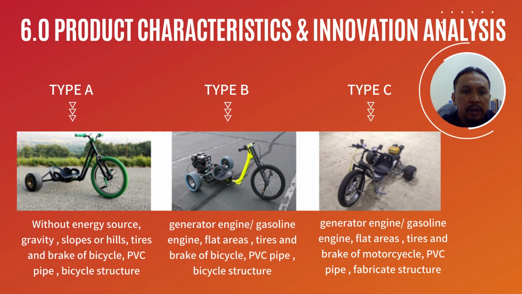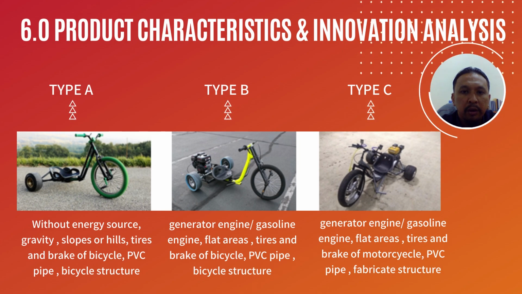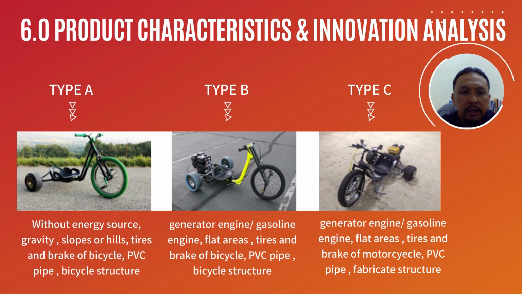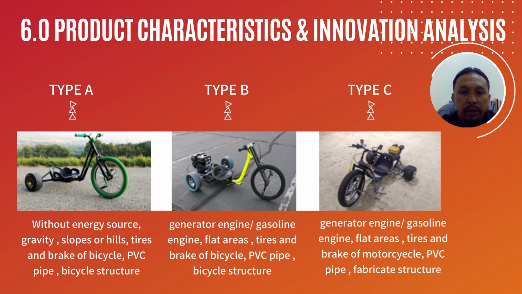Drift trike type C moves with the power source drive of a generator engine or gasoline engine, played on a flat area, and uses a tire and brake system such as a motorcycle. The tires are coated with PVC pipe for sliding or drift, with a fabricated frame structure without the use of a bicycle frame.